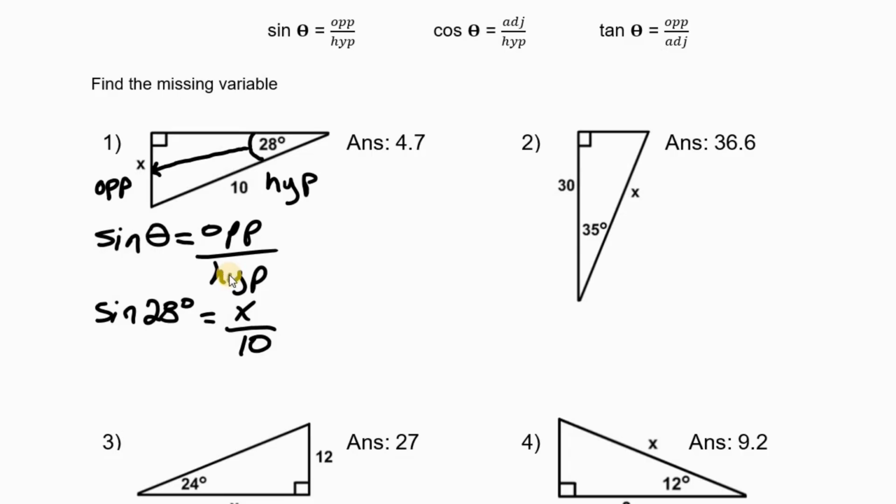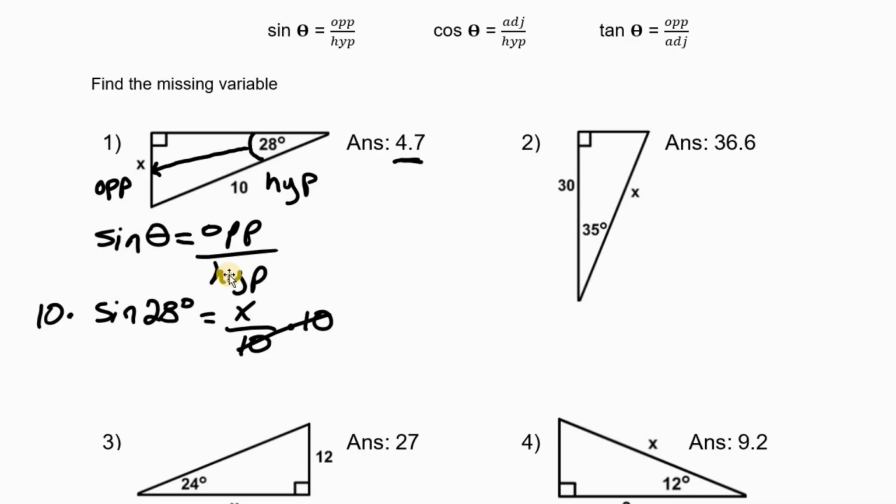How do we get rid of this division by 10? Multiply this side by 10, and we multiply this side over here by 10 as well. Can't stress enough that you're multiplying sine 28 degrees times the 10, not 28 times 10 and taking the sine of that. All right, so we plug this in the calculator and you should get the answer of 4.7. Make sure that that's the case.